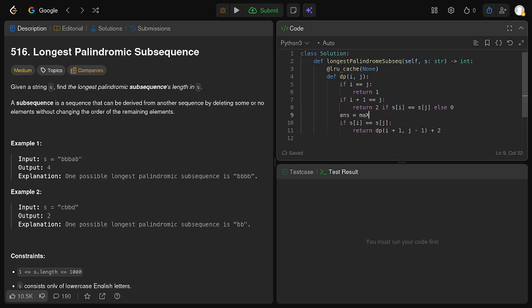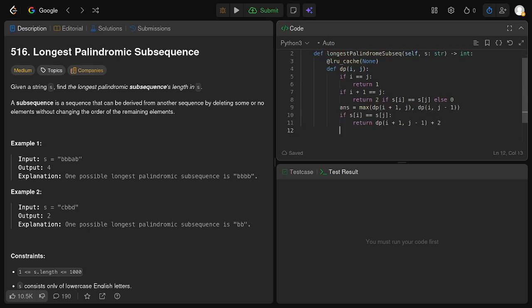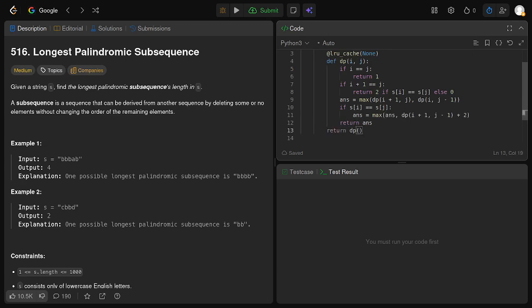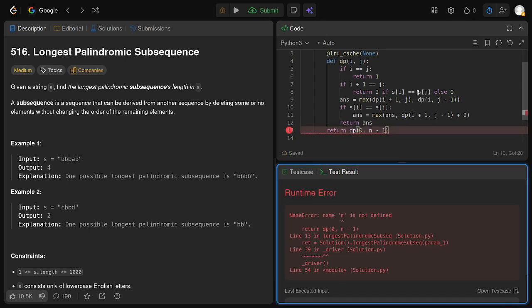So the answer is the max of dp(i plus 1, j) and dp(i, j minus 1). Basically what that means is that let's pretend there is no match at substring i, j, then we can either solve for this and ignore the ith character, or solve for this and ignore the jth character. And if they are the same, then we also have one more option. And then we do just this and that should work.